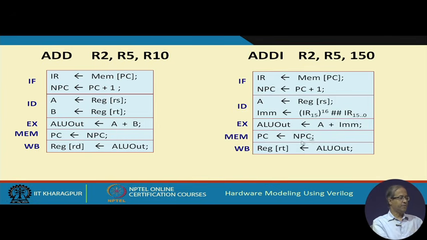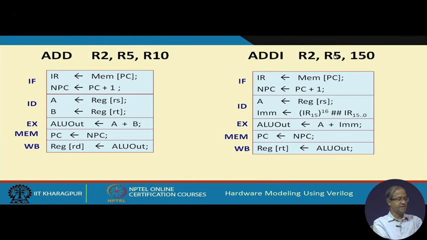Let us take another example. This is an add immediate instruction, okay. There is an immediate operand here. So, instruction fetch is identical. Fetch an instruction, increment the PC. Here there is only one source operand R5. So, I am not showing B, I am only showing A. The relevant ones I am only showing.